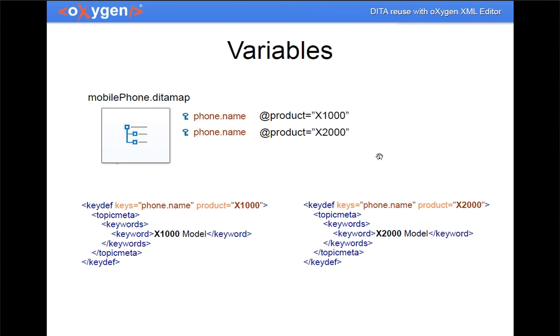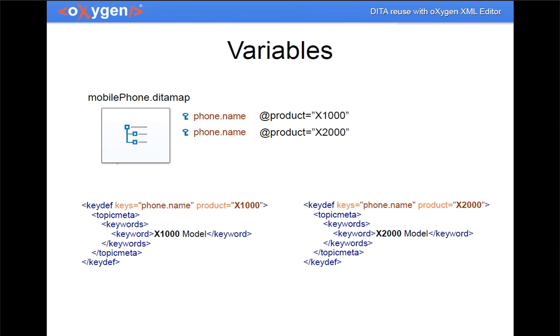these definitions differently. So for example, this definition for the phone name that maps to the X1000 string will only be active when I'm publishing for the X1000 model. And this other one, the same key but a different text, will be activated when I'm publishing for my X2000 model, and so on. So there are different ways that you can achieve your goals. It all depends on what architecture you choose for your documentation.